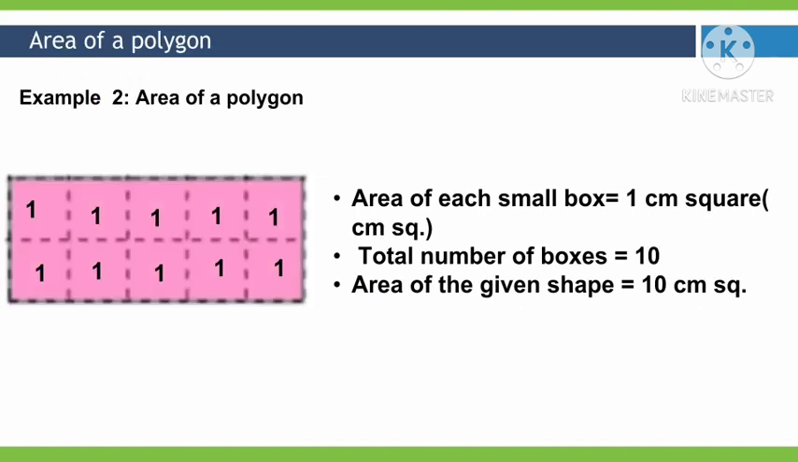Look at the second example. You want to find the area of the given polygon. So you know that area is the space occupied by a closed shape. So we can divide the space into small squares, each having the area 1 centimeter. So here the area of each small box is 1 centimeter square. So the total number of boxes here is 10. So the area of the given shape is 10 centimeters square.